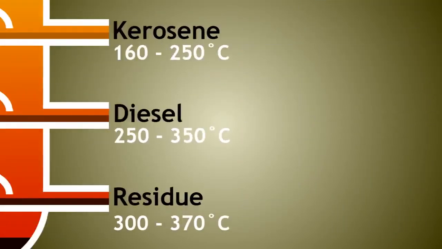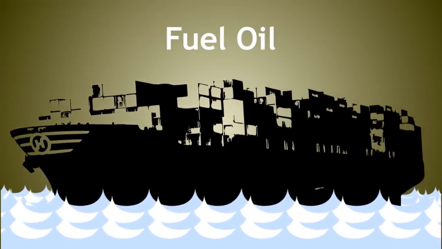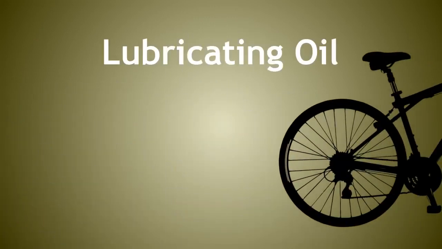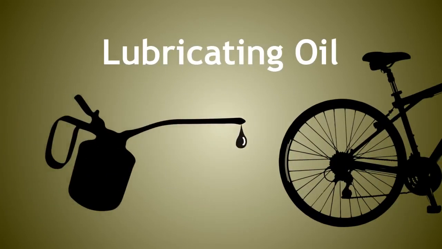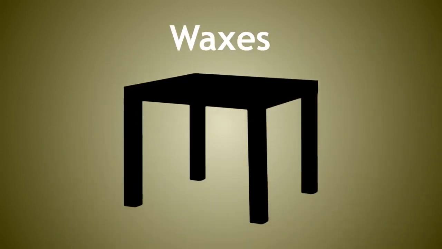Below diesel are the residue fractions. Fuel oil is a fuel used in power stations and ships. Lubricating oil, which sticks to surfaces, reduces friction and protects from rust. And finally, waxes, which along with the oils can be used for polishing surfaces.